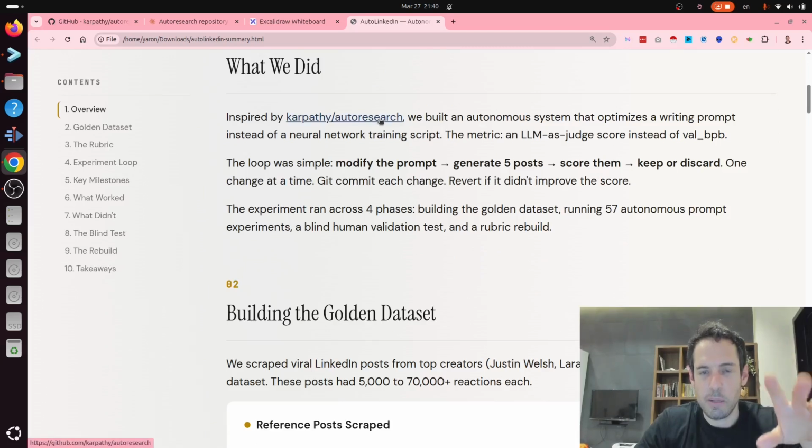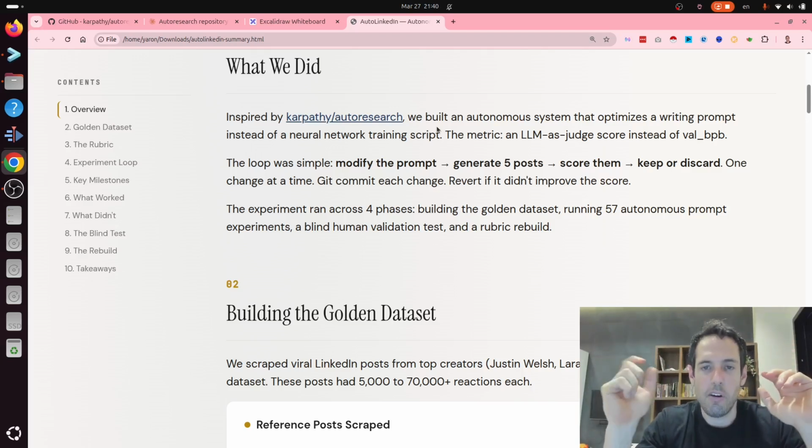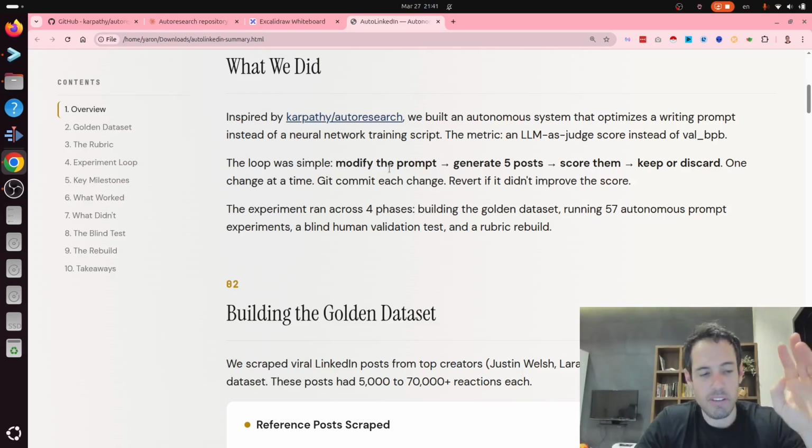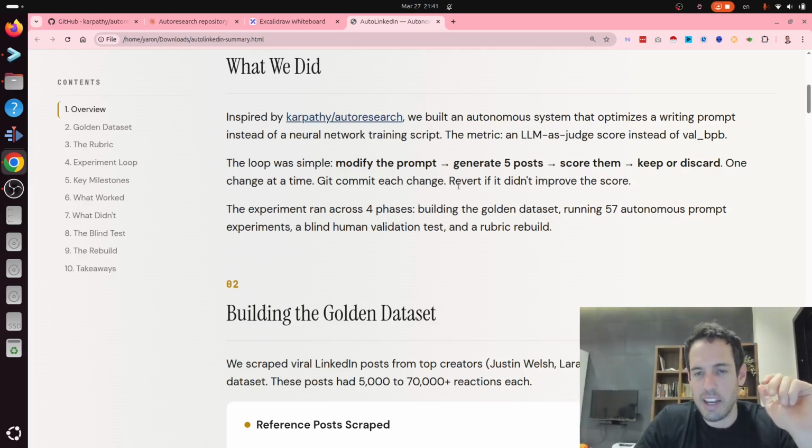Now, what exactly did we do? I took the Autoresearch repository, went to OpenCode, and told it that I want to build a similar mechanism for optimizing a LinkedIn post. And I defined an LLM as a judge. Someone will judge the output of the post. The loop was simple, modifying the prompt every time. We generated 5 posts. The LLM as a judge scored all the posts, and then we decided based on score whether or not we should keep them or discard. One change at a time. So basically we changed the headline, then we changed something in the body, then we added another nuance to the prompt, etc., etc. Every time we made a git commit, and again, if the prompt didn't improve the eventual average of the 5 posts, we discarded it.